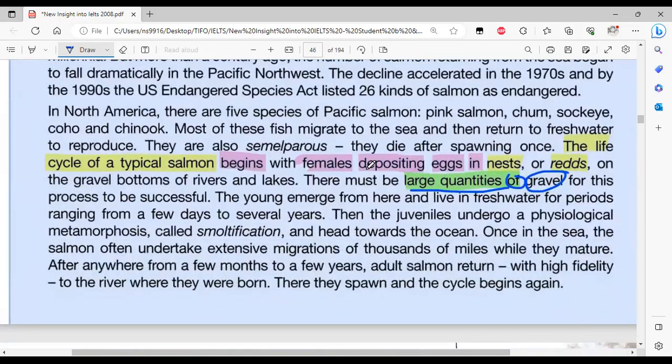Now we need to find the phrase the young salmon. Where is it? The next sentence. Yeah, we have the young. Now, do you understand the young? It's the plus what? What comes after the?